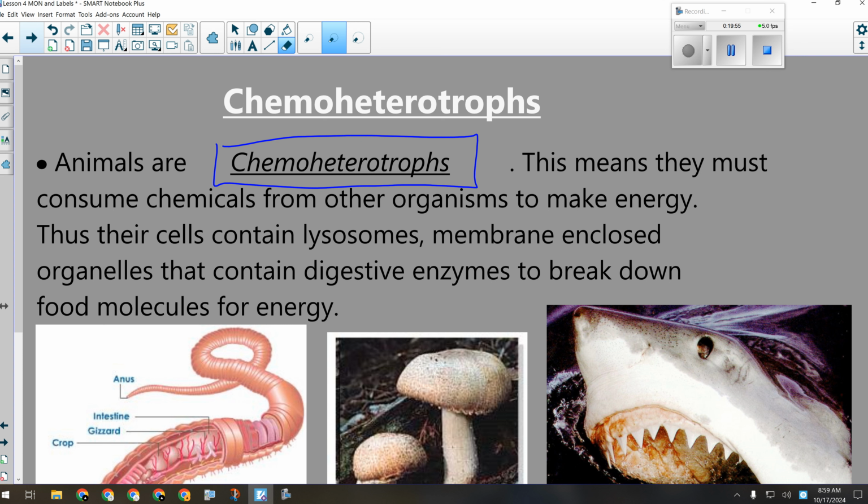So a chemoheterotroph needs to consume organic material from another organism for food. That organism can be alive or dead. So all of our decomposing organisms, bacteria, fungi, all of that kind of stuff, they're still consuming the organic material from another organism. It doesn't have to be alive to count.